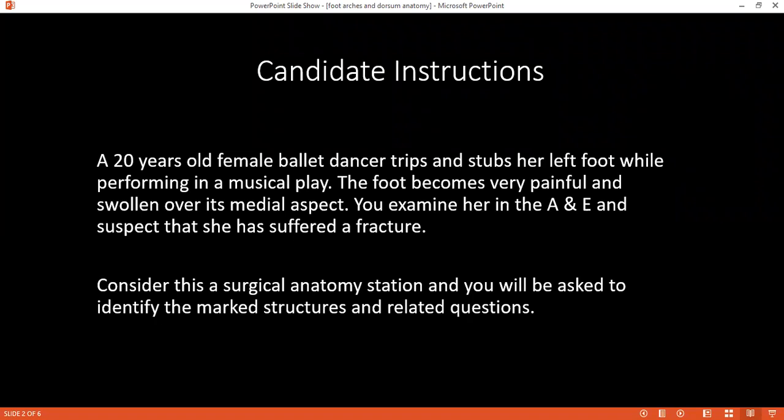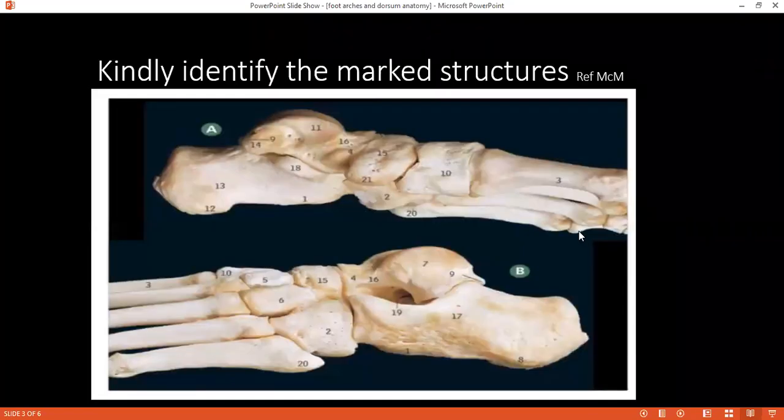Right. So if you have read and understood this, kindly tell me, if you're looking at picture A and B, can you please identify the bones? These bones are of which part of the body?